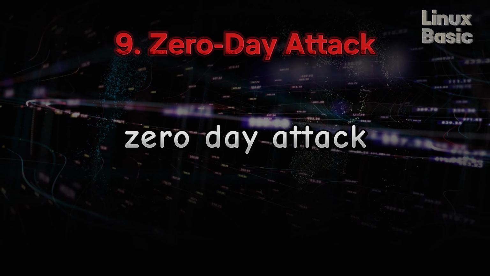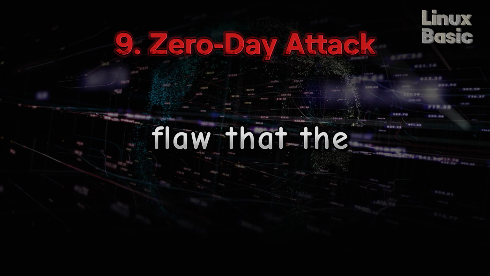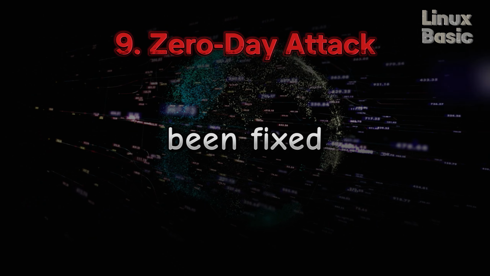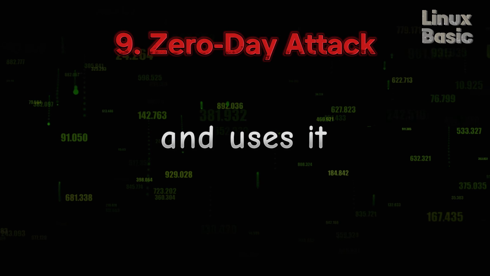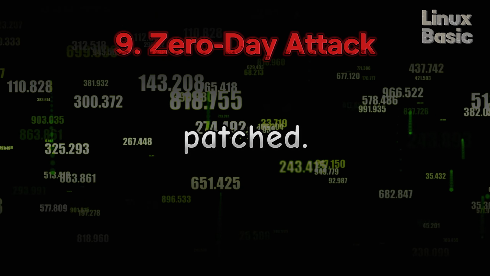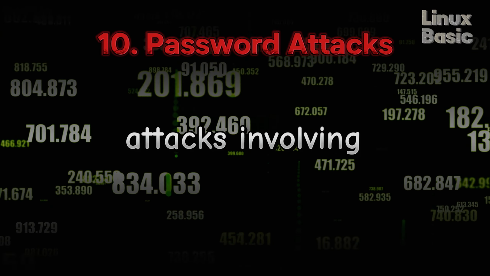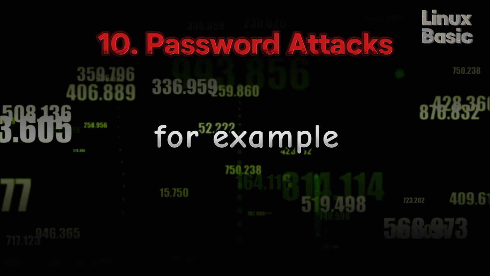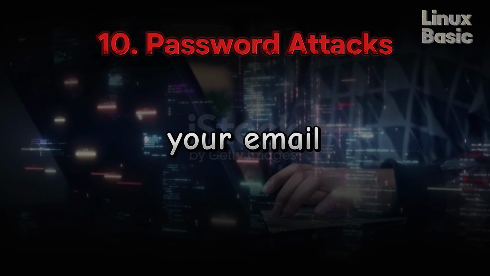Talking about zero-day attack. A zero-day attack takes advantage of a software flaw that the software maker does not know about yet, so it hasn't been fixed. For example, a hacker finds a new bug in a popular app and uses it to break into people's systems before it's patched. Let's talk about password attacks. Password attacks involve trying to steal or guess your password to access your account. For example, a hacker uses your leaked password from another site to log into your email.